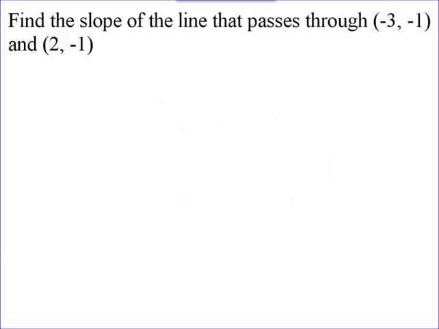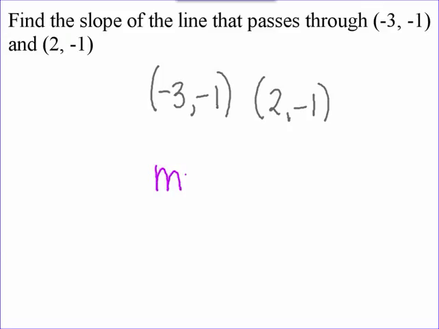Find the slope of the line that passes through (-3, -1) and (2, -1). So our slope formula, m equals... what am I going to subtract first? Negative 1 minus negative 1. What am I going to subtract next? 2 minus negative 3.